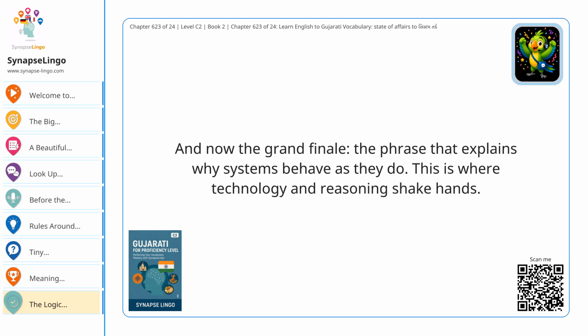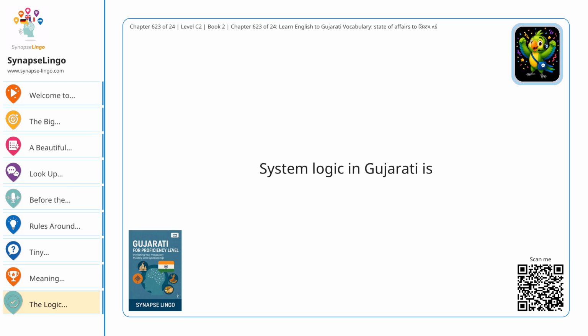And now the grand finale. The phrase that explains why systems behave as they do. This is where technology and reasoning shake hands. System logic in Gujarati is સિસ્ટમ તર્ક. Your turn. સિસ્ટમ તર્ક.